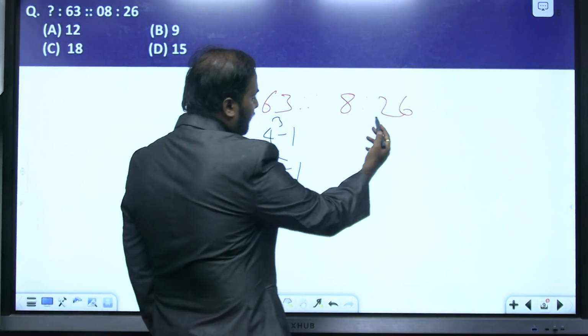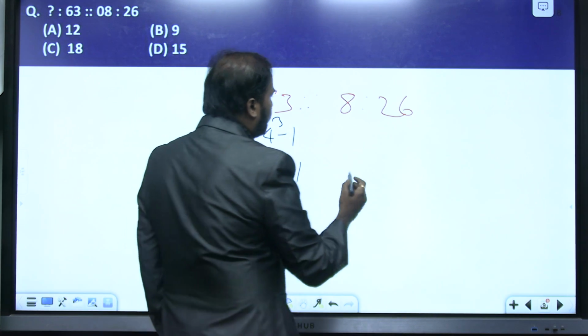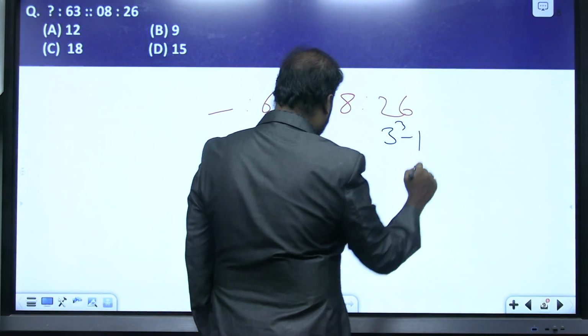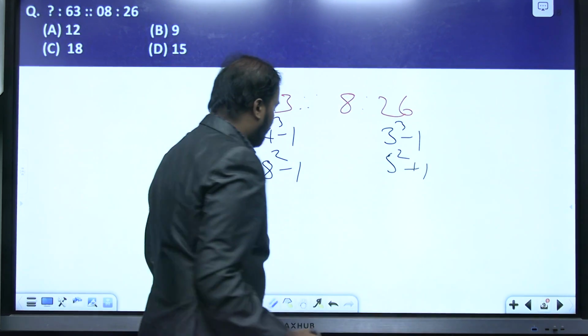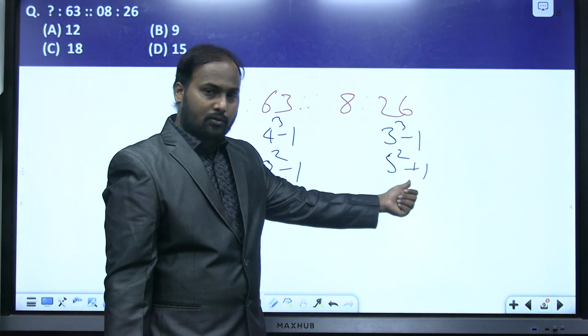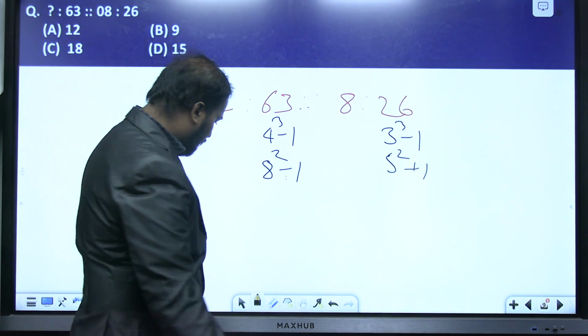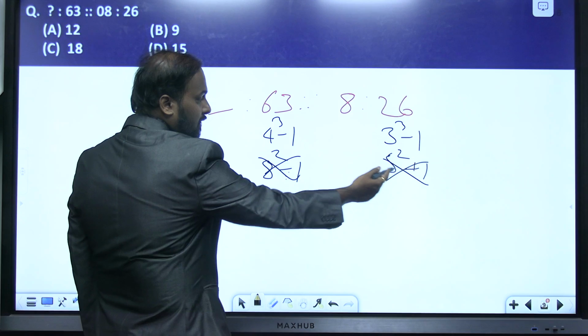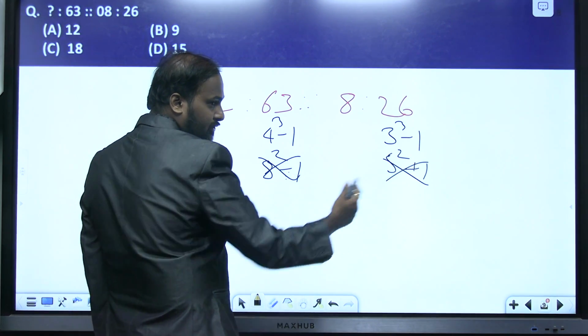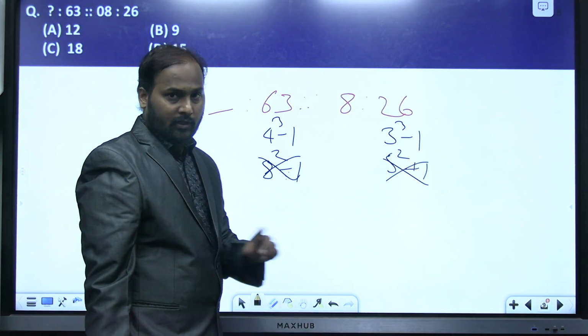Now similarly, I will check this 26. How can I write 26? I can write it as 3 cube minus 1, or in terms of squares, I can write it as 5 square plus 1. Because it is square minus 1 there, and here square plus 1. So this type is not possible, and you try to eliminate this process. Because if it is plus 1 here, plus 1 should be there also. If minus 1 here, minus 1 should be there also. Here minus 1, here plus 1, it doesn't work.